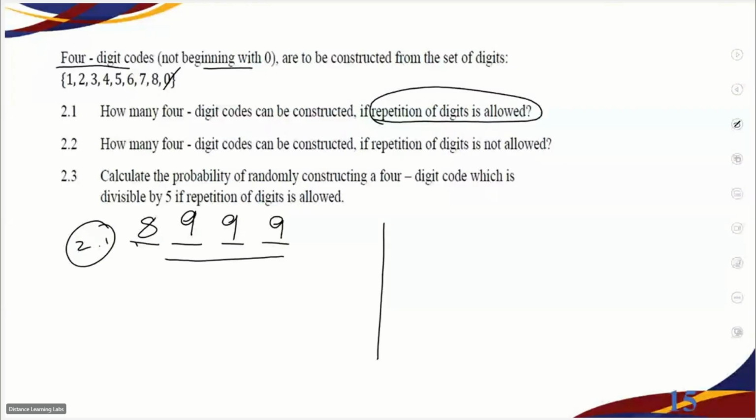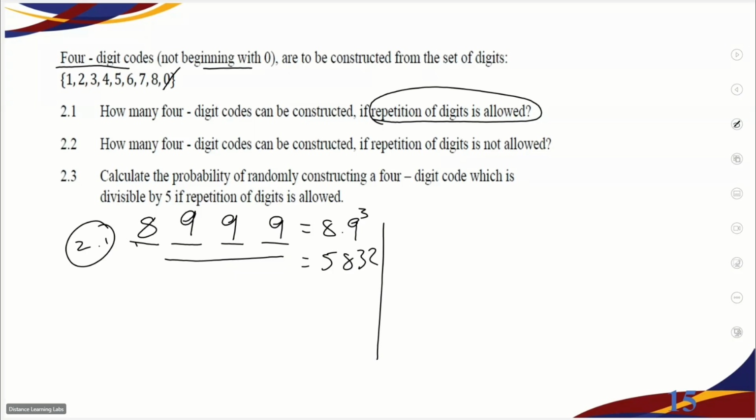Therefore, our answer to this would be 8 multiplied by, this is not 9 factorial, this will now be 9 to the power of 3. 8 multiplied by 9 to the power of 3. That gives us the answer. 8 multiplied by 9 to the power of 3 gives us 5,832.